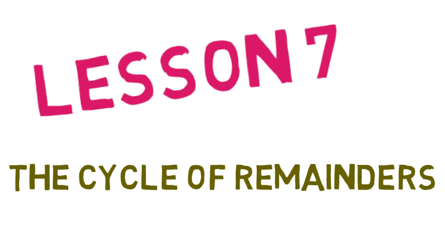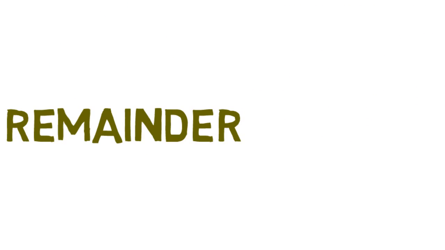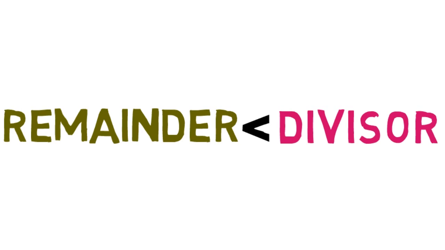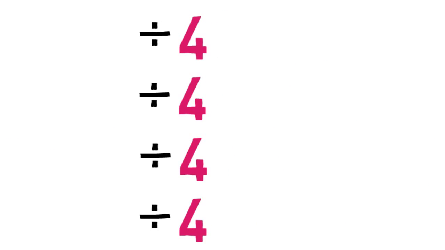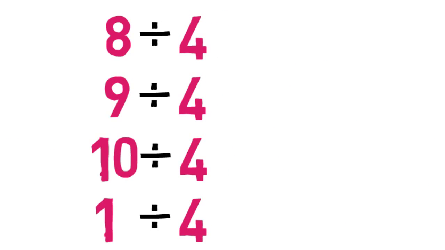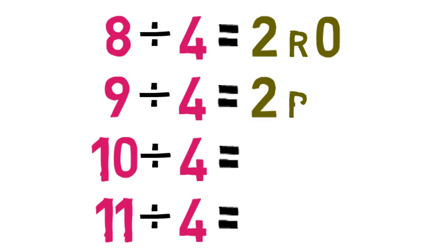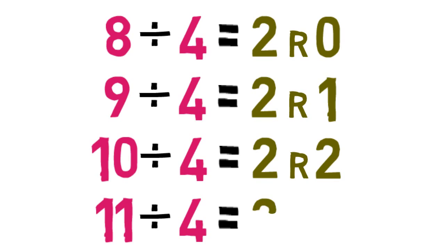Lesson 7. The Cycle of Remainders. In the previous lesson, you learned that the remainder in a division problem is always less than the divisor, that is, the number that you are dividing by. For example, consider a divisor of 4. When you divide the numbers 8 through 11 by 4, the remainder is always a number from 0 to 3.